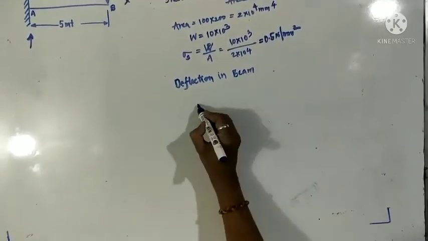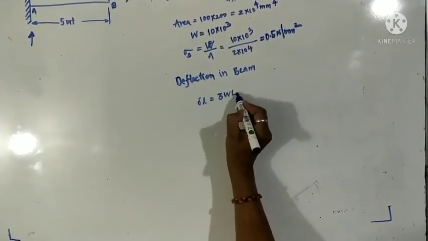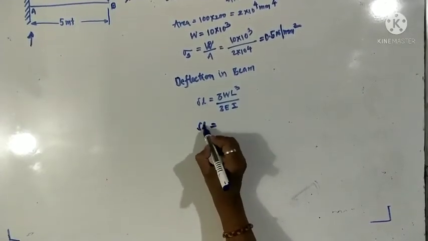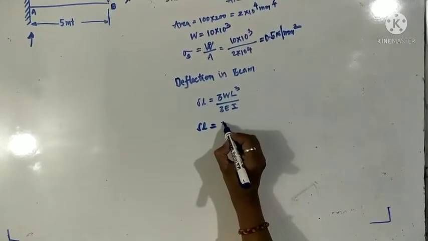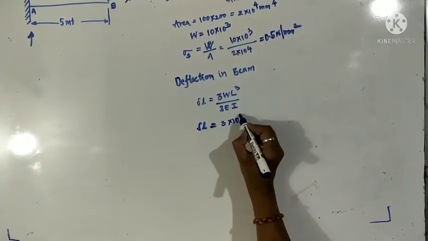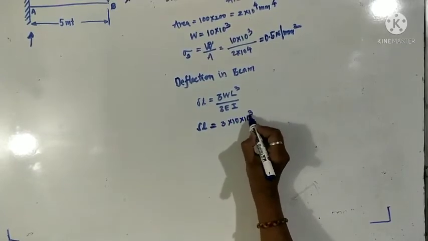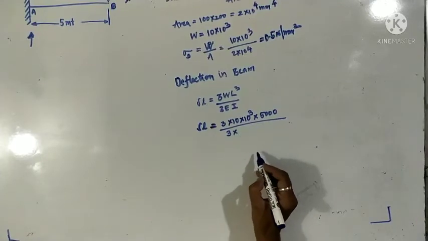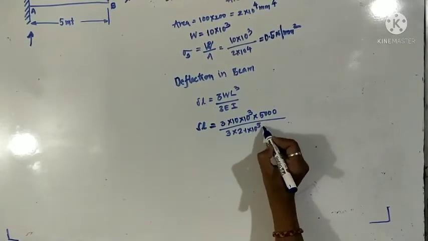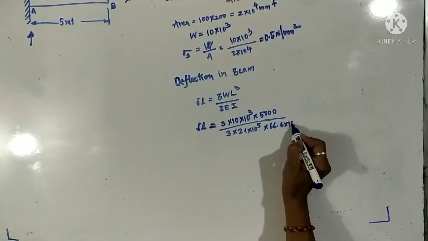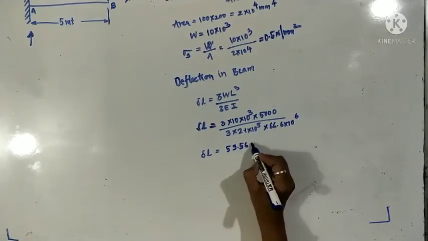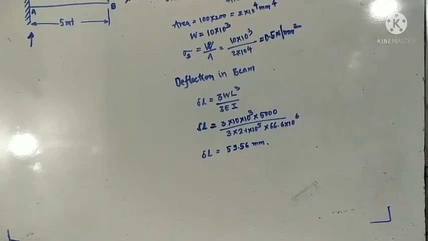The deflection in the beam is given by the below formula. Delta L is equals to 3WL cube divided by 3 EI. Put the values, we will get the deflection in the beam. That is 53.56 mm.